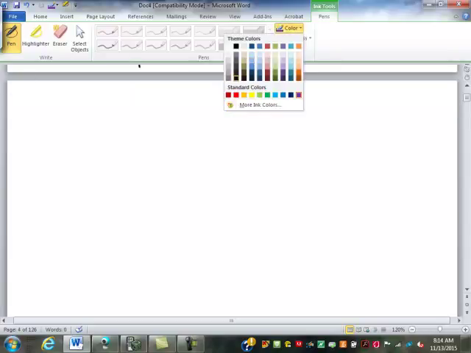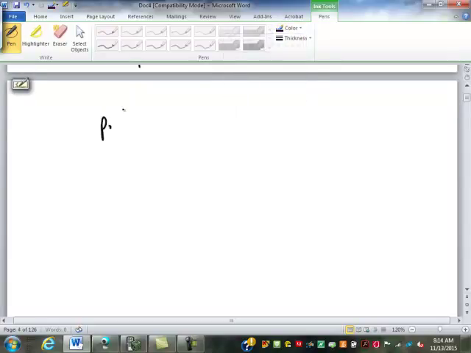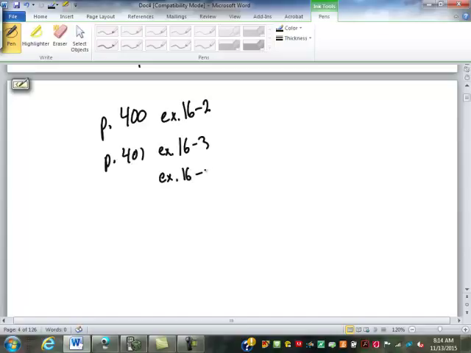Okay, we got some for you guys to try. In the book, big book, of course, page 400, exercise 16-2. Page 401, exercise 16-3. And also on page 401, exercise 16-4. And page 404, exercise 16-7A.